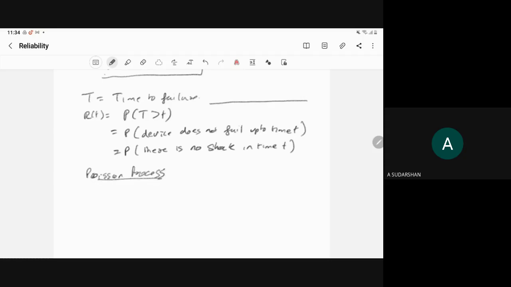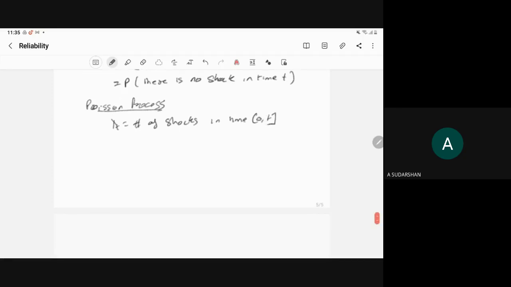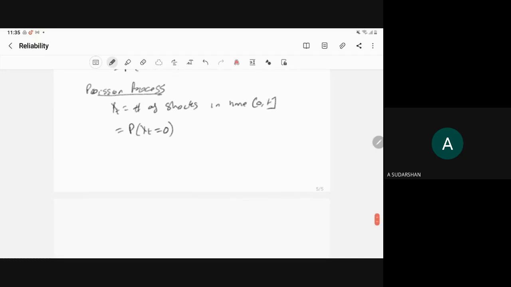Poisson process means it counts the occurrence of a rare event in continuous time. There we define Xt, the number of shocks in time 0 to t. So when I say the probability that there is no shock in the interval 0 to t, it means Xt is equal to 0.